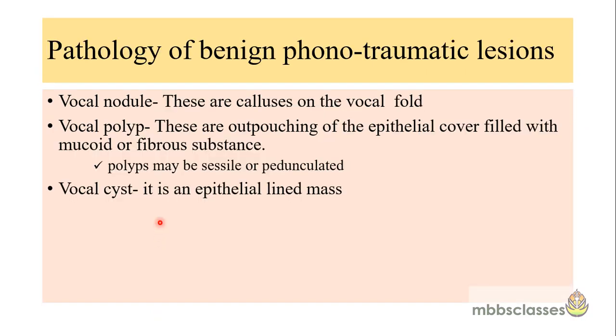Now let's see the pathology of and the differences between these three phono-traumatic lesions. So if we see here the vocal nodule, they are the calluses on the vocal folds. Second is the vocal polyp. These vocal polyps are epithelial lined outpouchings which contain either a mucoid type or a fibrous type of substance. They may have a pedicle, then it is called pedunculated, and when it is without any pedicle, they may be sessile type. And the vocal cyst is mainly an epithelial lined mass.